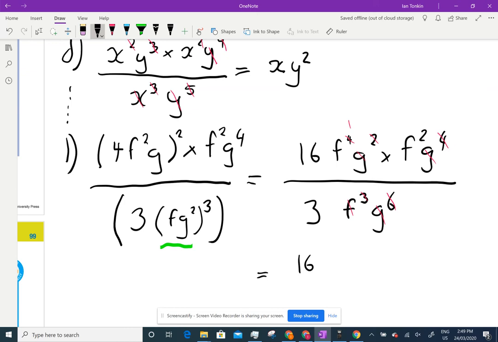Well, I've got my 16 on 3. Now, you've got a choice. You can either keep the f's on top, or you can just put the 16 on 3 out the front. I'm going to write 16 on 3 out the front. I've got an f to the 1, an f to the 2. I'll add those powers, and I'll get f cubed. And I'm looking at that. Yep, 16 on 3, f cubed.